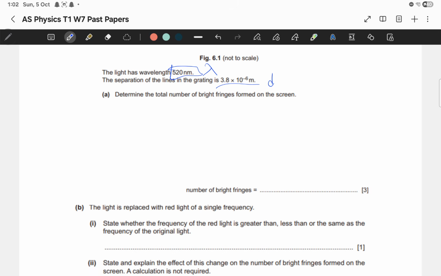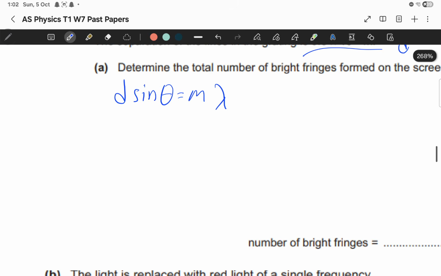Okay, now determine the total number of bright fringes formed on the screen. So total number of bright fringes means the maximum, actually, if you think about it, right? It's the maximum number of bright fringes that can form. So we're going to use the formula d sine theta equals m lambda. Why? Because this will give me m. M is going to give the maximum number of bright fringes on one side. You'll see what I mean later.